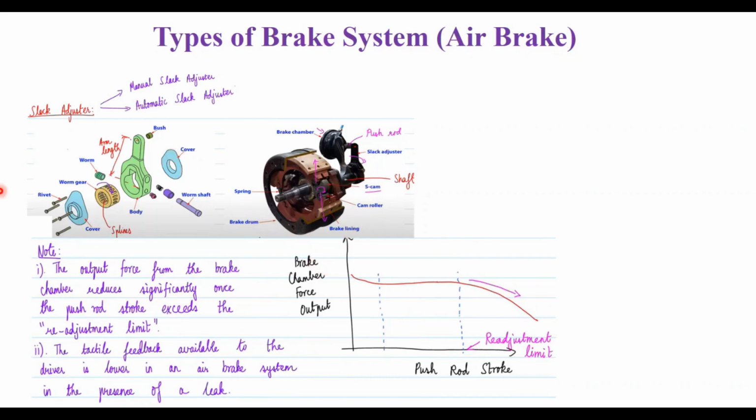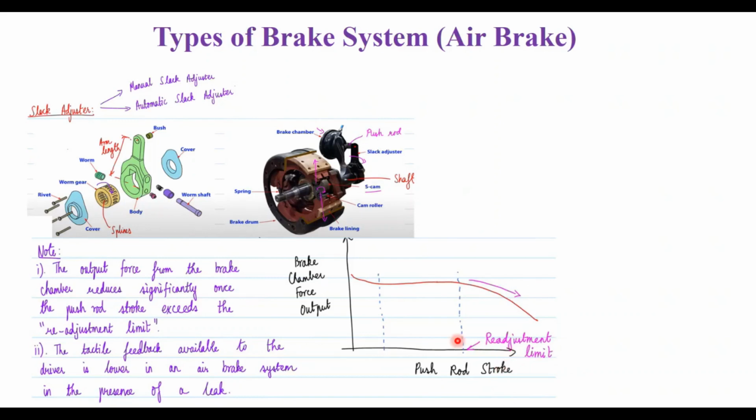And this is the layout of different components involved in this air brake system, having the gear and slack adjuster. This is nothing but a slack adjuster, and this slack adjuster can be either manual or automatic. And the output force from the brake chamber reduces significantly once the push rod stroke exceeds the readjustment limit. When the push rod stroke exceeds this readjustment limit, what happens?